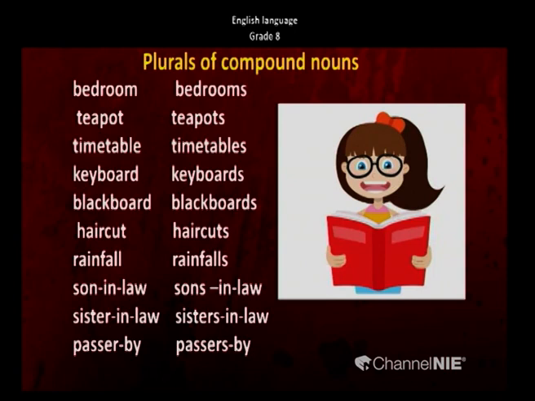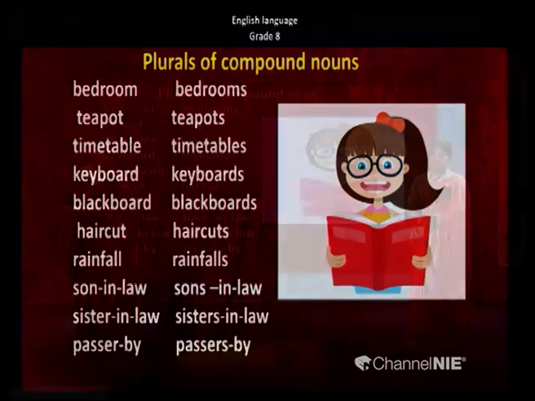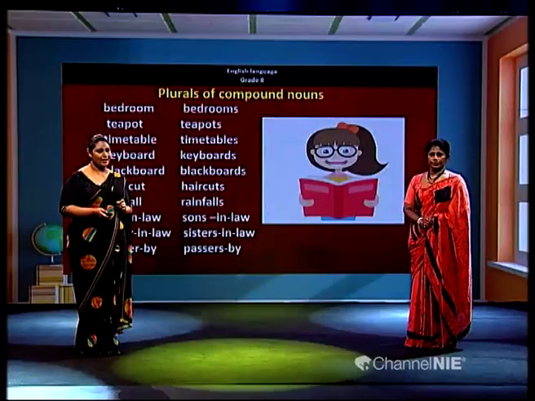You have to think about the head word, the principal word, the main word there. What is the main word? The main word is son. That is son, right. So, sister-in-law, what is the main word there? Sister. So, you go and add the letter S to the main word, and that becomes sisters-in-law, sons-in-law. Passerby. What is the main word? Passer. So, you add the letter S there, that becomes passers-by.